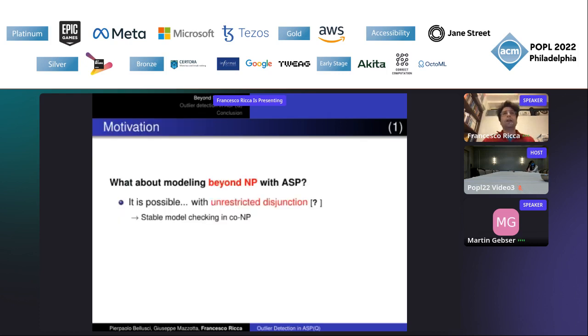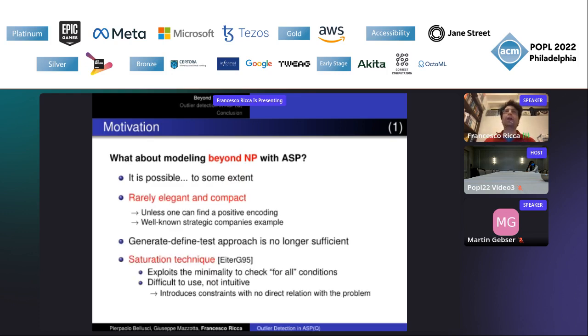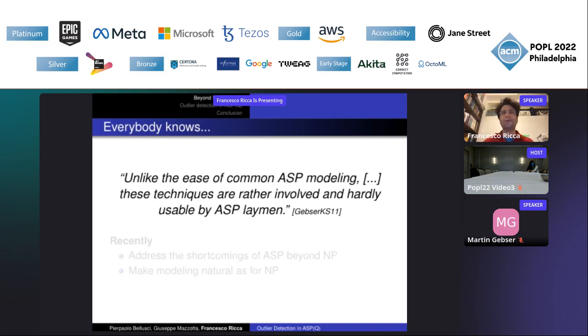Okay. So modeling problems beyond NP is rarely elegant and compact unless one can find the positive encoding. This is the case of the well-known strategic companies example, but in general, if you want to go beyond NP, generate and test doesn't work, and you have to resort to the so-called saturation technique, in which you have to add a lot of symbols that are not really part of the original problem, so to say.